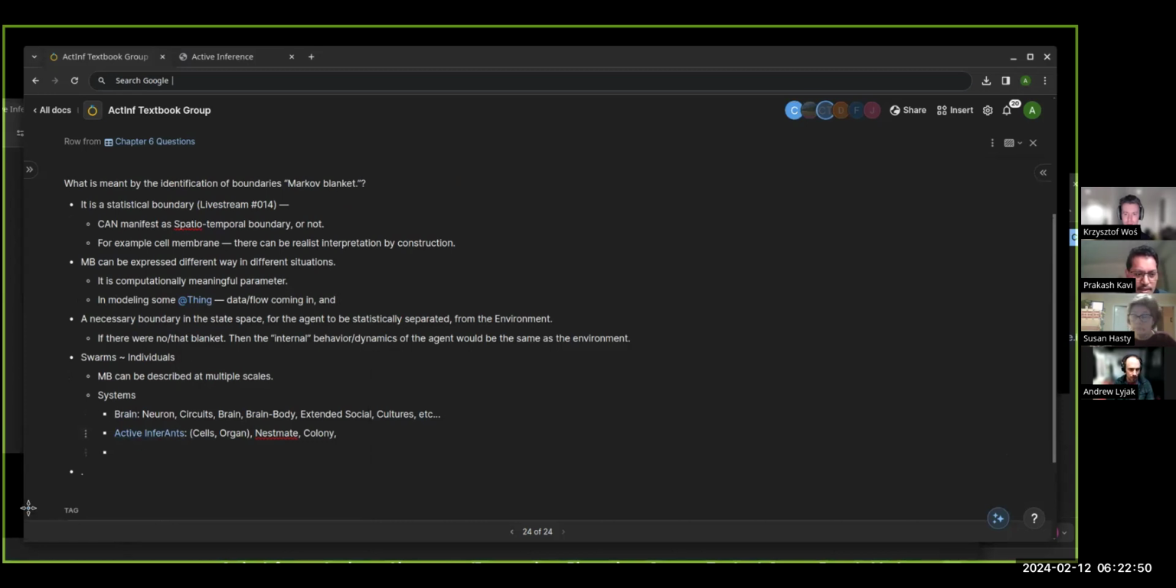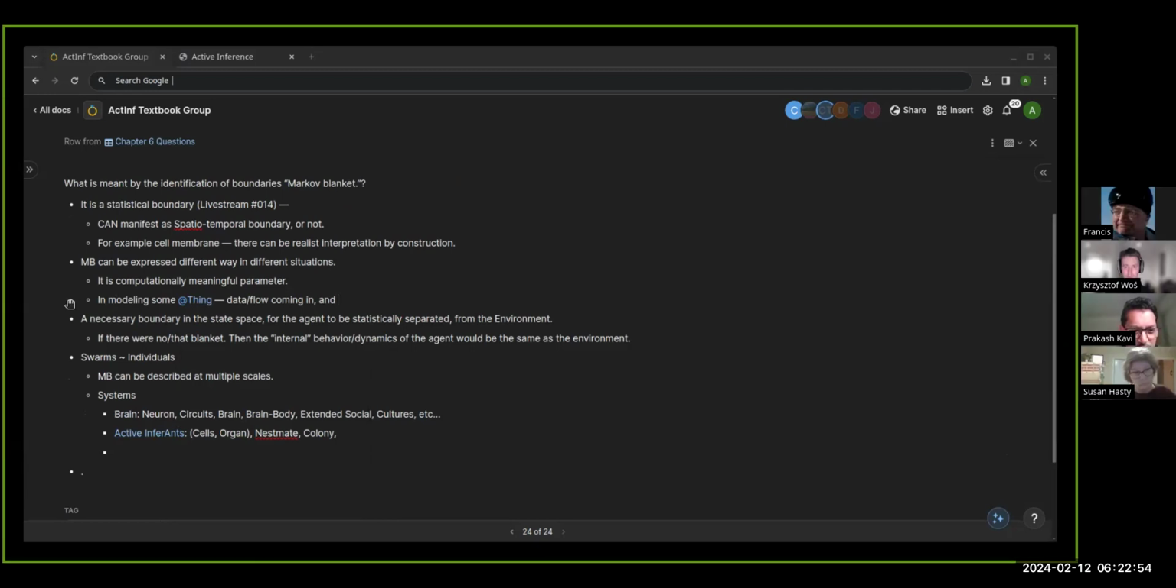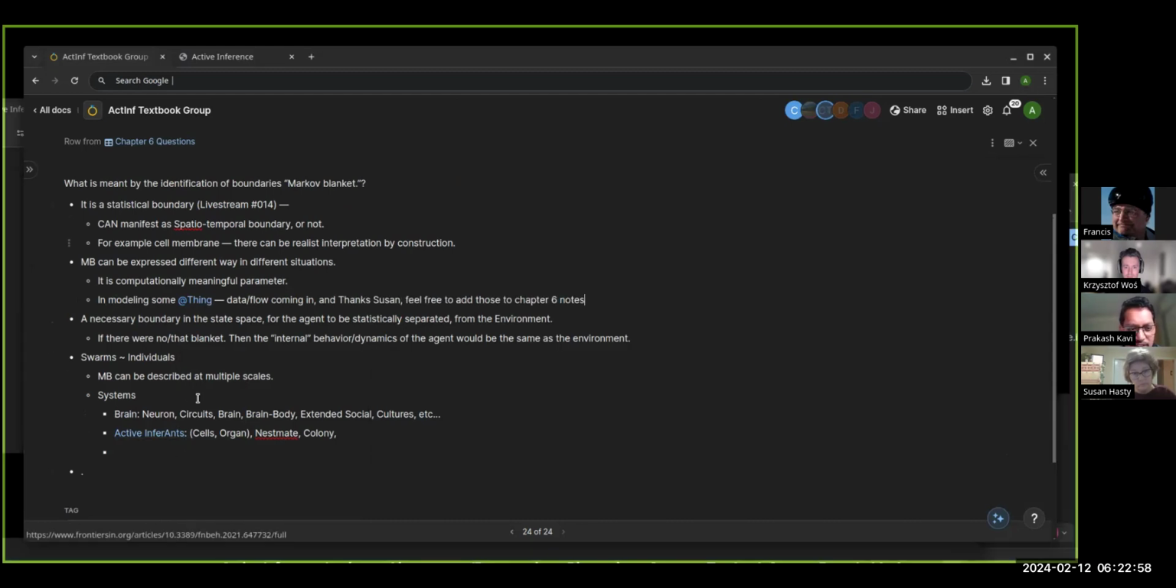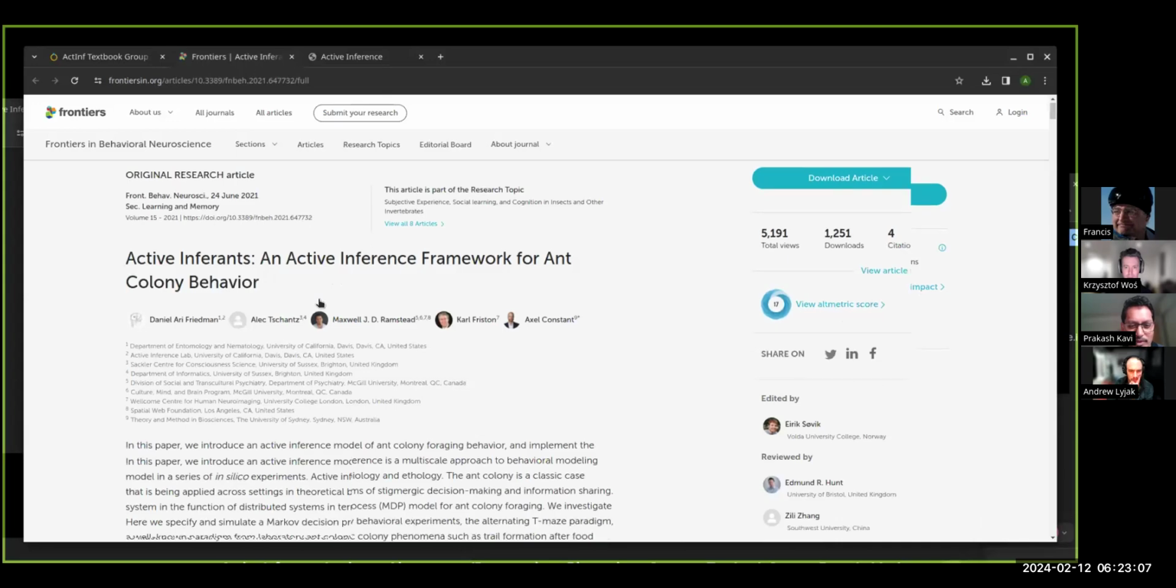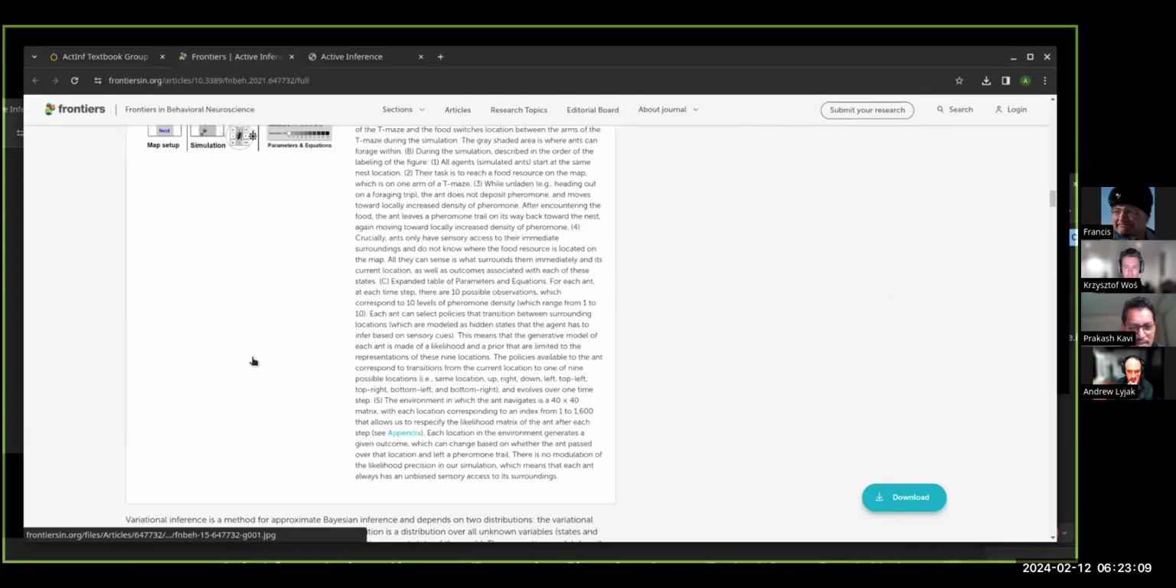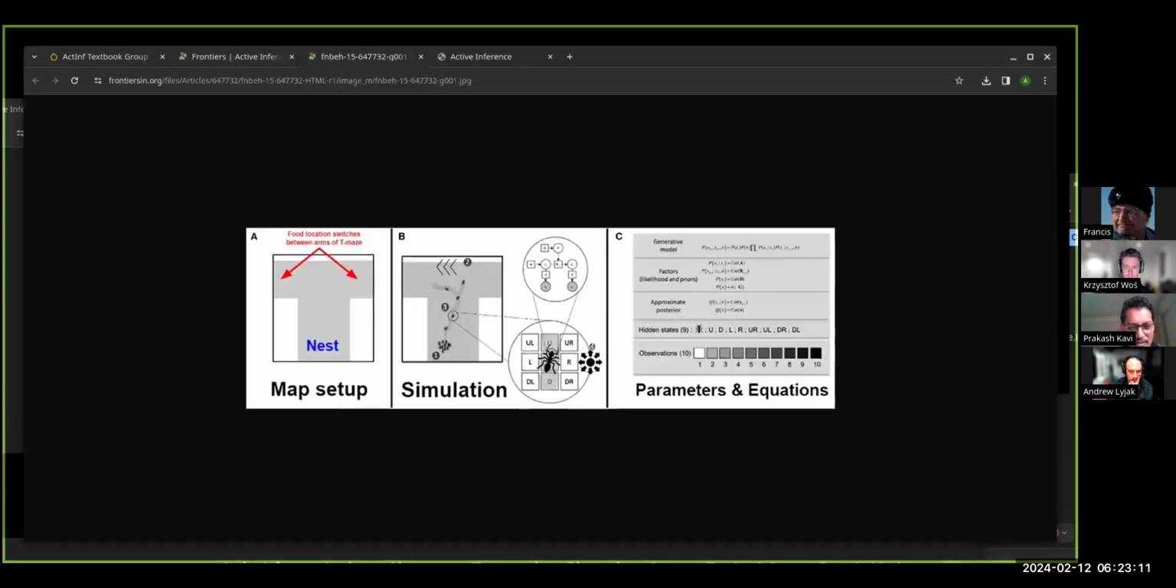Prakash, and then Christoph. Yes, thank you. Daniel, I have a question for you. In the ant model which you showed, I was imagining that if we have multiple ants and they want to form a group by themselves, will you be able to create a Markov blanket dynamically? Am I correct or incorrect?